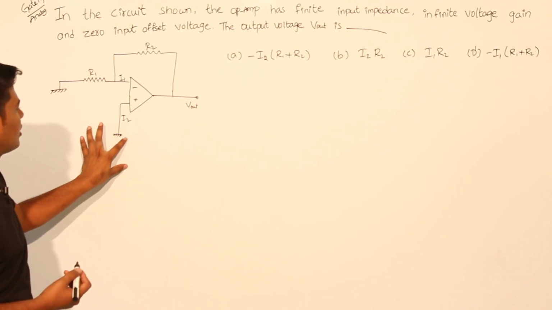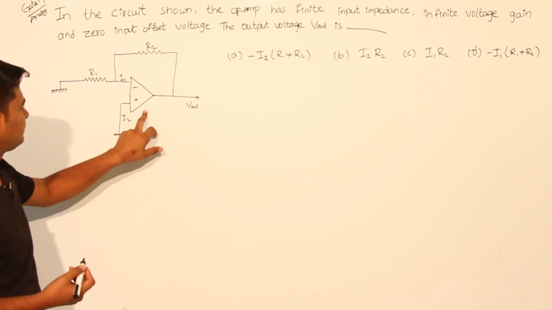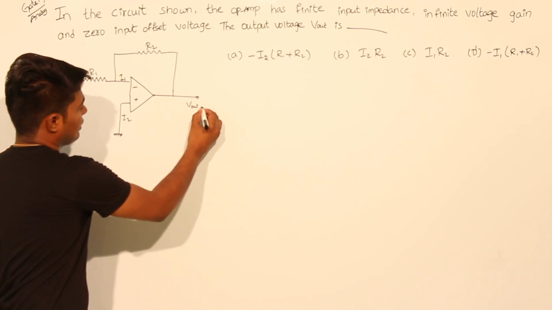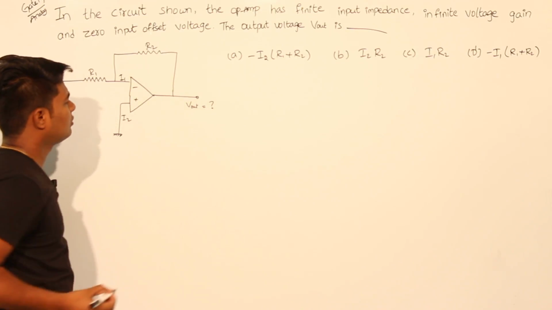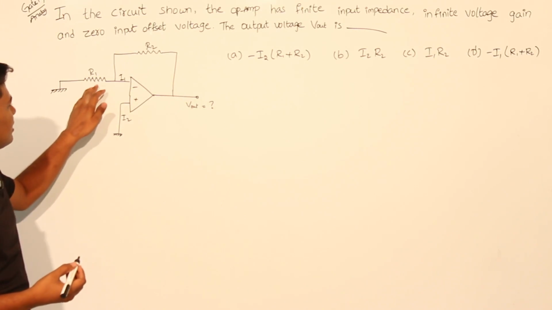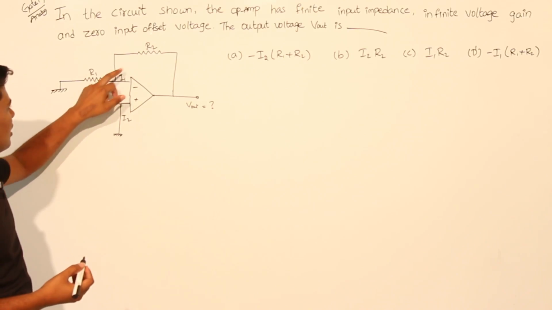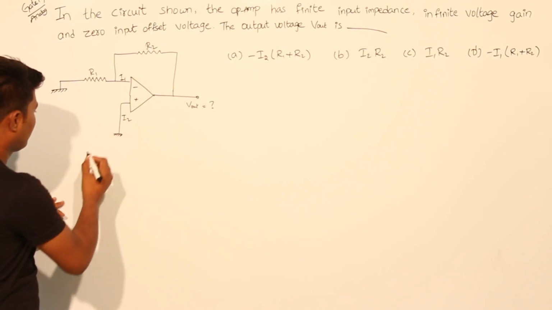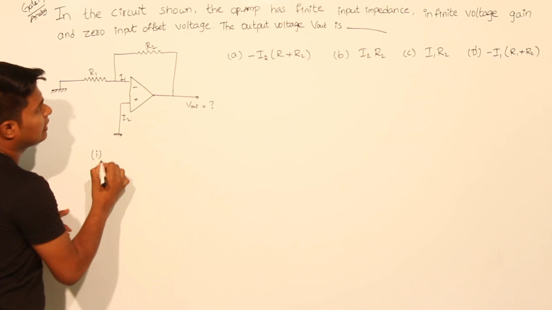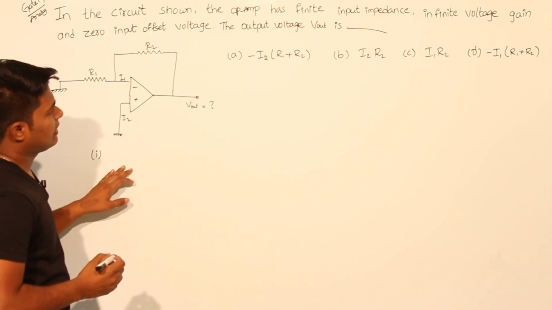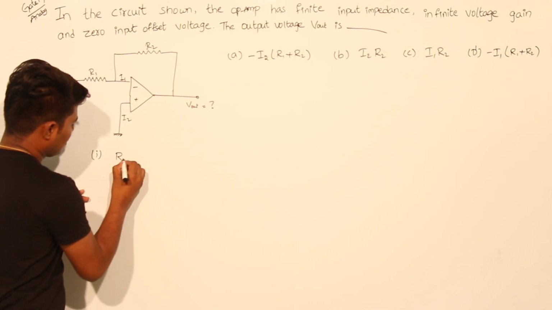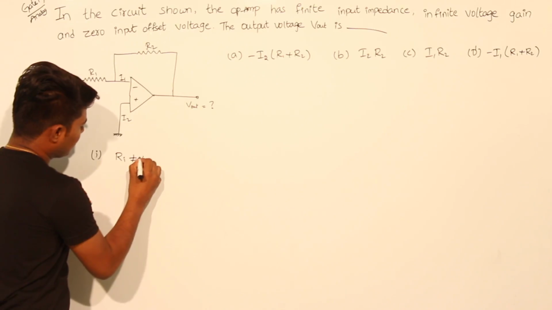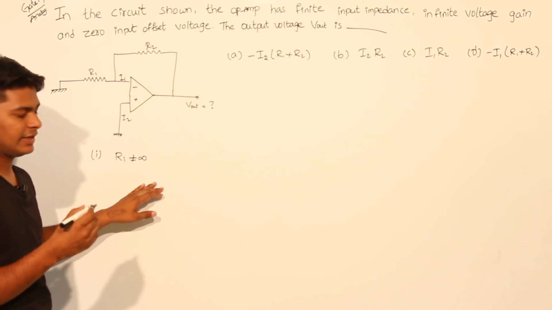This is the circuit diagram they have given. This is the op-amp. This is VOUT. Finally, we need to calculate VOUT equal to how much. Here in the circuit we can observe there are two resistors R1 and R2. From the given, they have said that it has a finite input impedance, which implies Ri is not equal to infinity, because they are saying that it is finite.